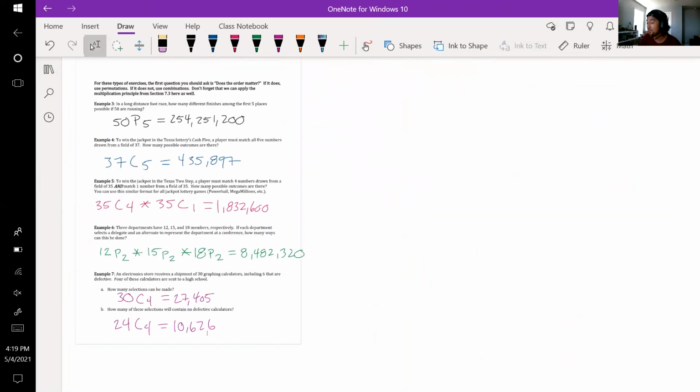Example 5. To win the jackpot in the Texas Two-Step, a player must match 4 numbers drawn from a field of 35 and match 1 number from a field of 35. How many possible outcomes are there? So again, this is the lottery. There's no order. The winning numbers fall in any order. And so this is going to be another combination. So we have to match 4 numbers from a field of 35. So 35 choose 4, times, and we have to match 1 number from a field of 35. 35 numbers, choose 1.